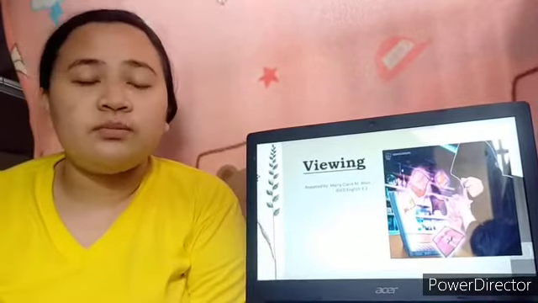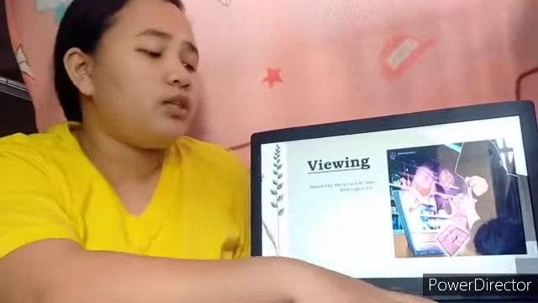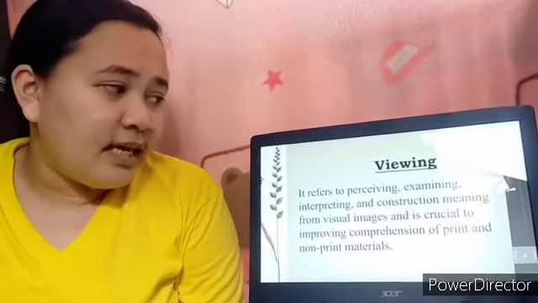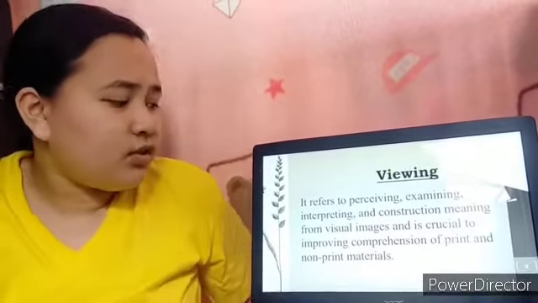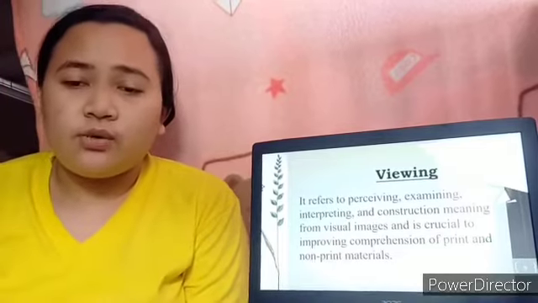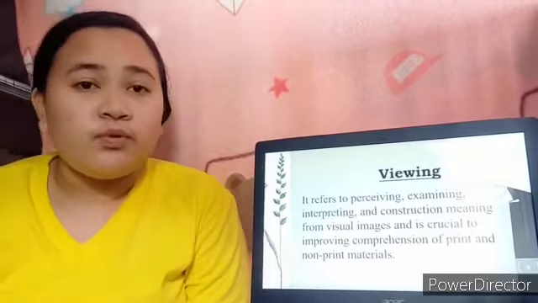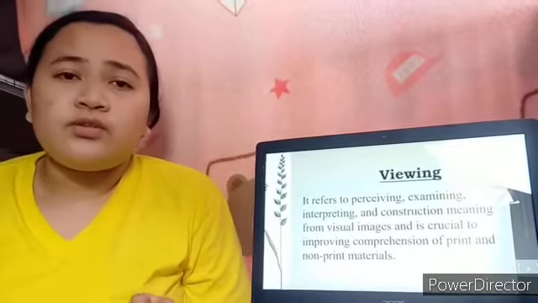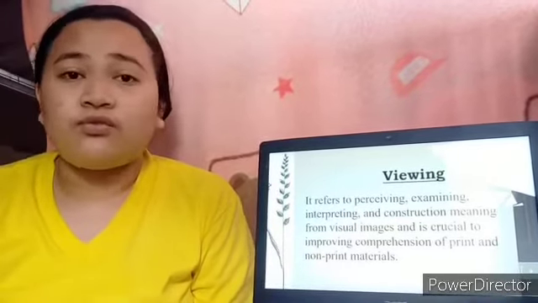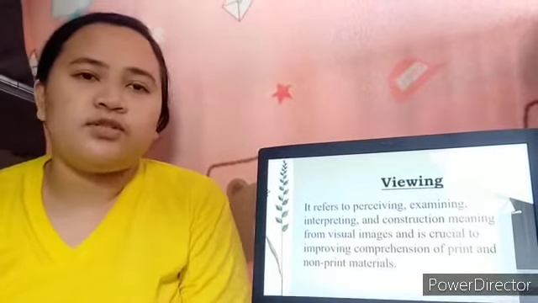So the dominance of visual media in our lives today has led to the inclusion of viewing in the language macro skills. So what is viewing? Viewing refers to perceiving, examining, interpreting, and constructing meaning from visual images, and is crucial to improving comprehension of print and non-print materials. So by means of viewing different things around you, you are able to come up with an idea or thought. So you don't need to read it aloud. By means of viewing, you can gain meaning from different things around you, and it increases our comprehension.